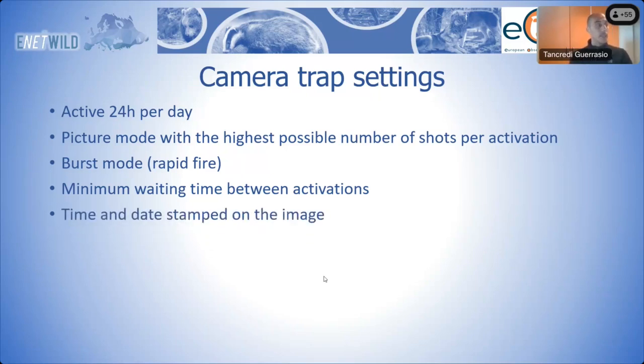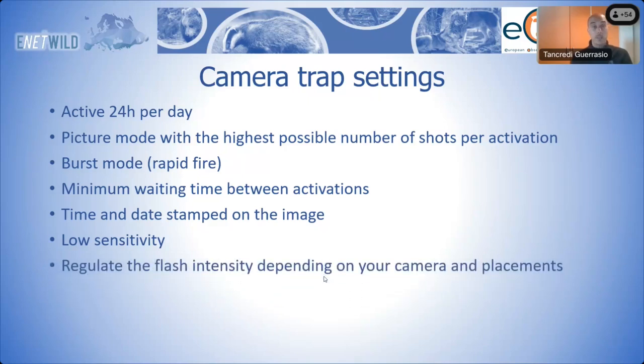And of course, time and date should be stamped on the image, and the sensitivity can be set to low, because as said, we are targeting the medium to large sized mammals. So low sensitivity is going to work perfectly. And this will also avoid too many activations of the camera for non-target species like very small animals or, for example, vegetation movement. And this clearly is important for saving our battery and our memory.